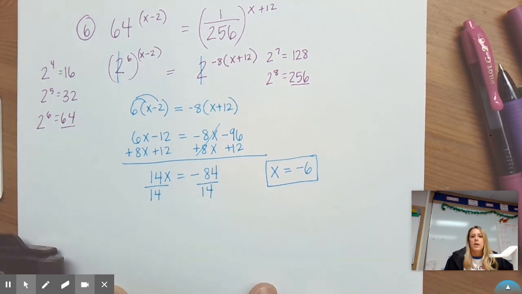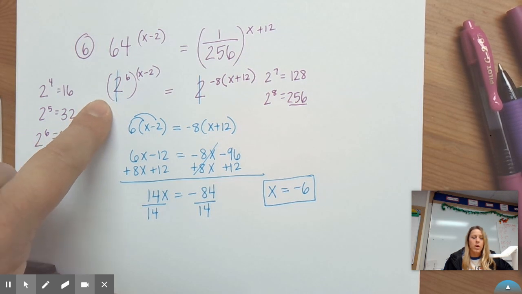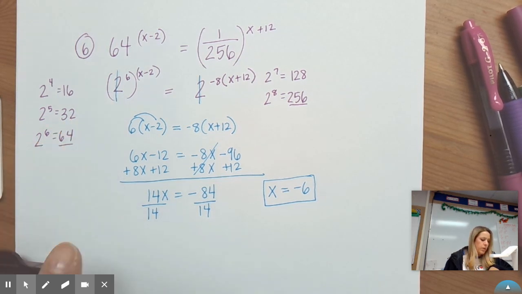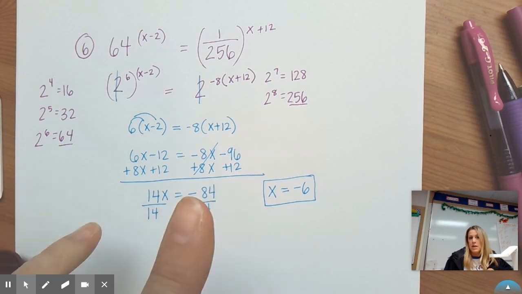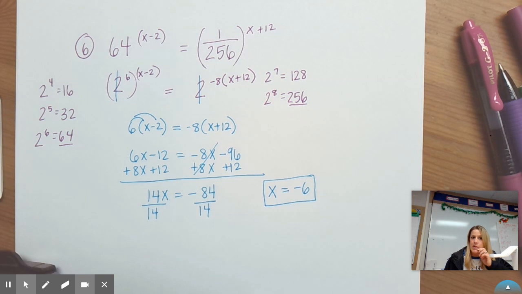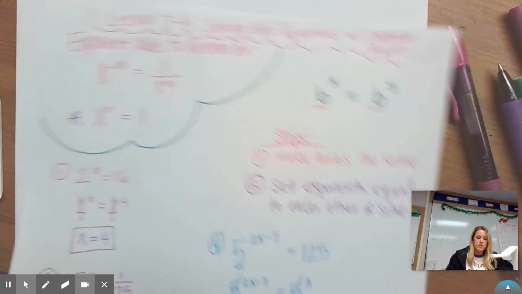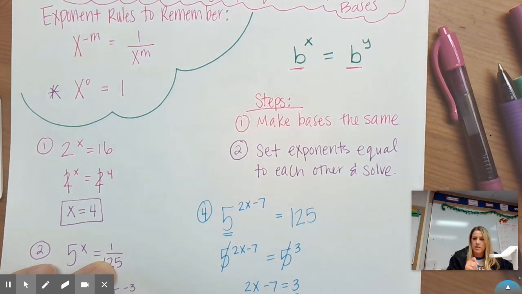Okay. Now, I will tell you there is another way I could have done this. I could have actually used a base of 4. I did do it with base 4 as well, and I ended up getting the same answer of negative 6. So as long as you can get to the same base on both sides, it really doesn't matter what you choose for your bases. So again, going back over our rules, make the bases the same. Once you do that, you cross out your bases, set your exponents equal to each other, and solve.